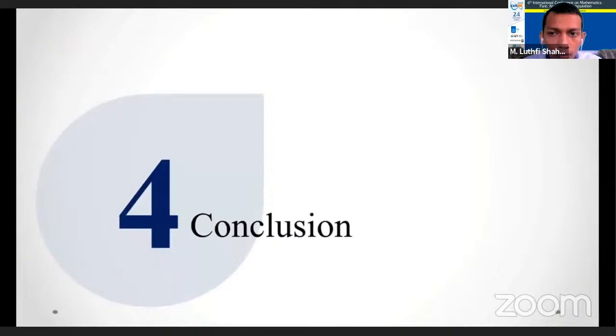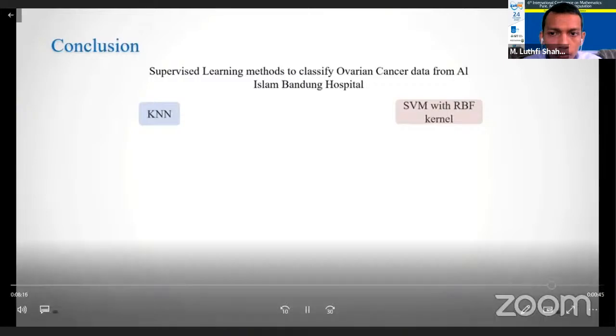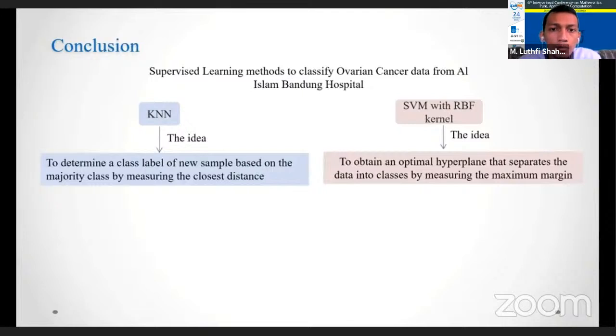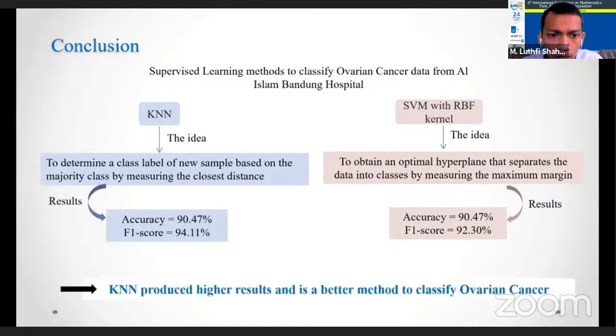This leads to the final part, which is conclusion. In conclusion, let me sum up the main points. The study applied KNN and SVM with RBF kernel as supervised machine learning methods and compared them to classify ovarian cancer. The KNN idea was to determine a class level of new sample based on the majority class by measuring the closest distance. Meanwhile, SVM is to obtain an optimal hyperplane that separates the data into classes by measuring the maximum margin. For results, KNN produced higher results than SVM and is a better method to classify ovarian cancer.